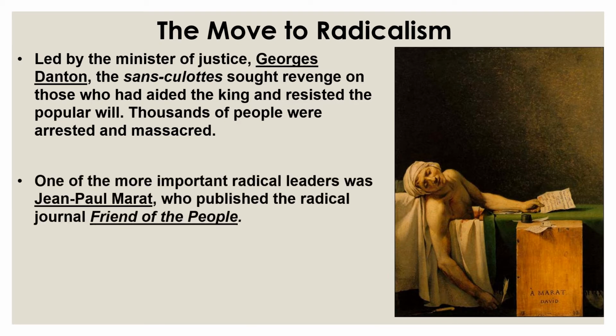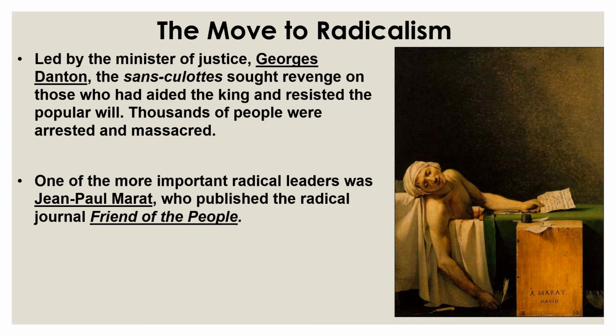One of the more important radical leaders was Jean-Paul Marat, who published the radical newspaper, or journal as it's called here, the Friend of the People. Marat would use this newspaper to point fingers at people that he saw as enemies of the Republic, or as enemies of the revolution, I should say. And ultimately, because he had the power of the pen, he was able to wield that power to get the mobs to do whatever he wanted.